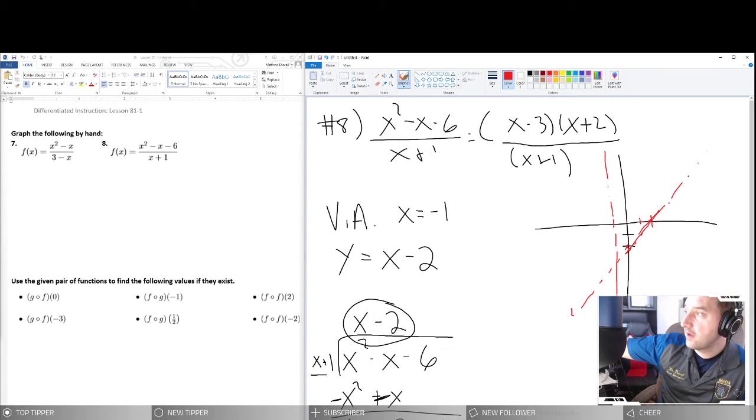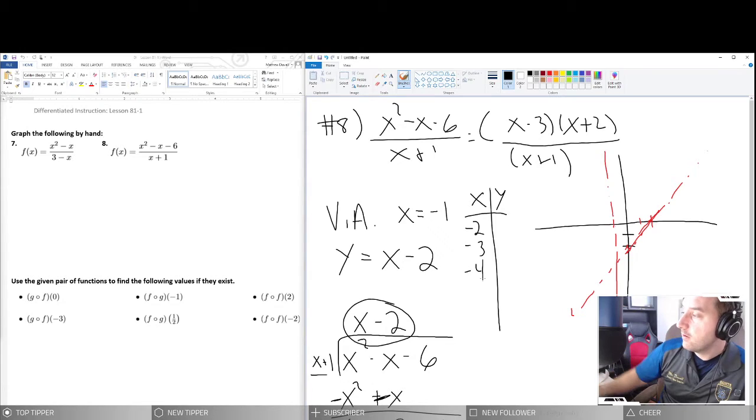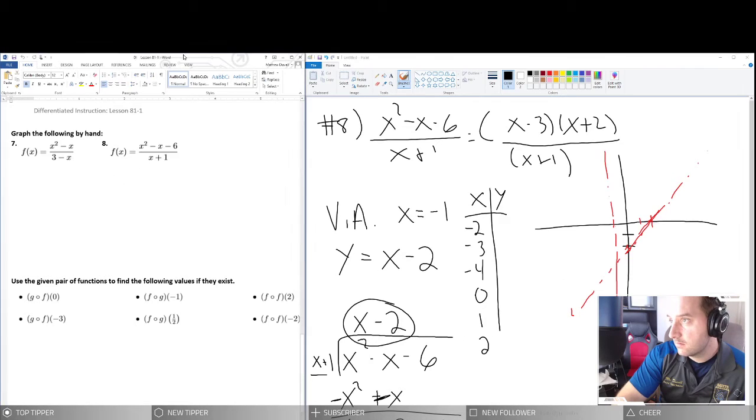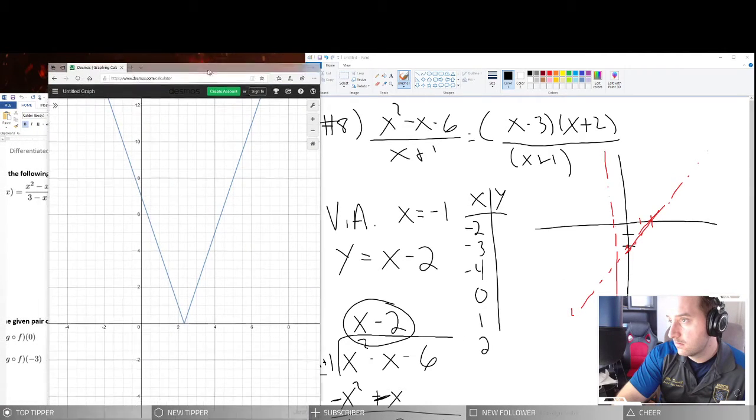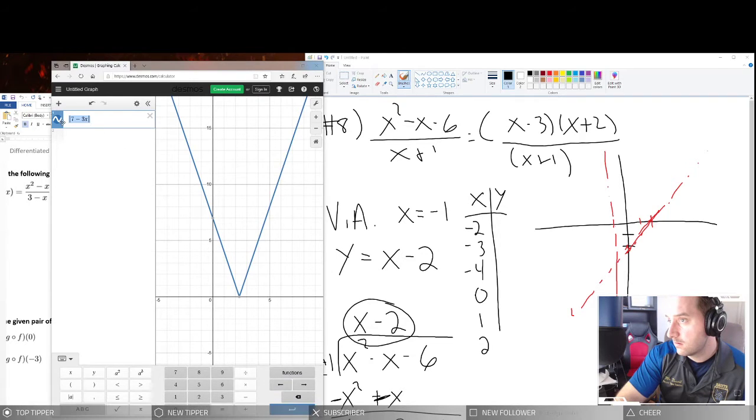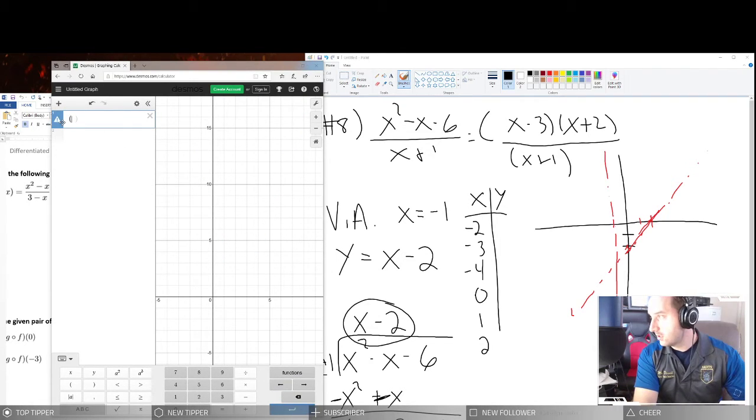Now I just need to pick values, and you just plug them into your calculator. So values that I would plug in would be on both sides of the vertical asymptote. So values like -2, -3, and -4, and then values like 0, 1, and 2. So you just want to take those and plug them in. And if you do that, it should look like this.